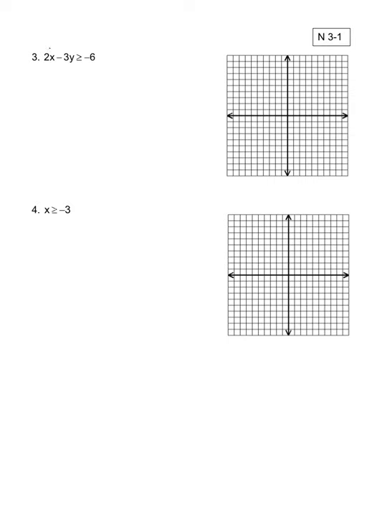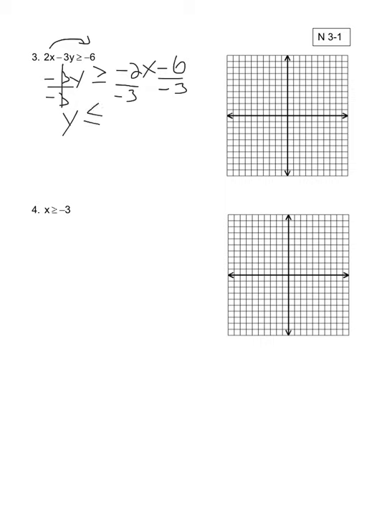Same thing, got to move the 2x across, so I have negative 3y is greater than or equal to negative 2x minus 6. Divide by a negative 3, because we want y equals. And bells and whistles, beep, beep, beep. I said divide by a negative, so I have to flip the inequality. It is now less than or equal to.